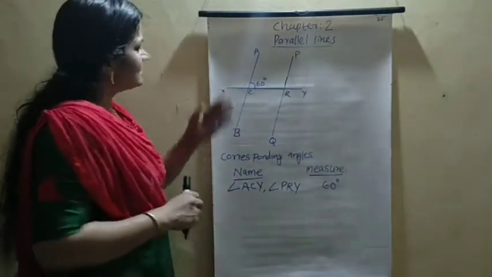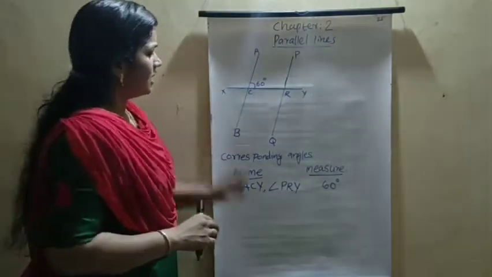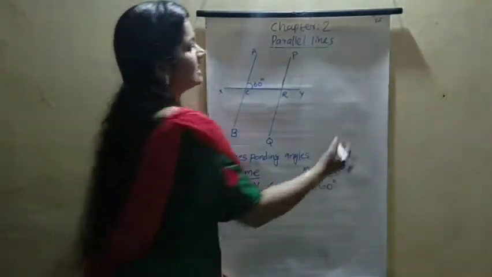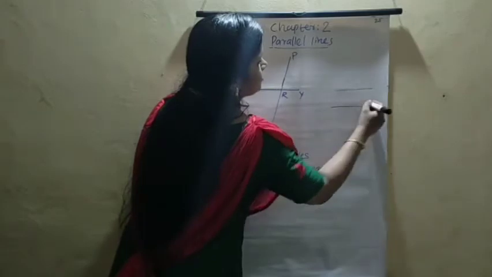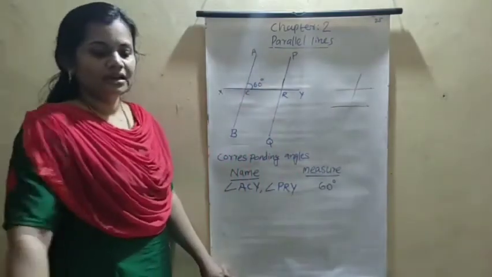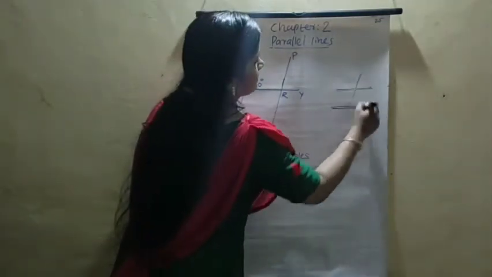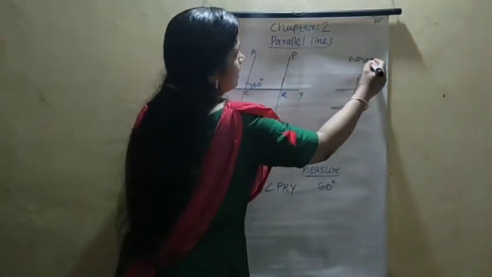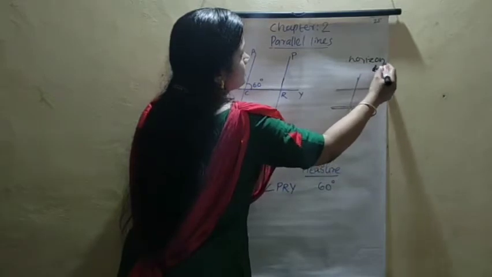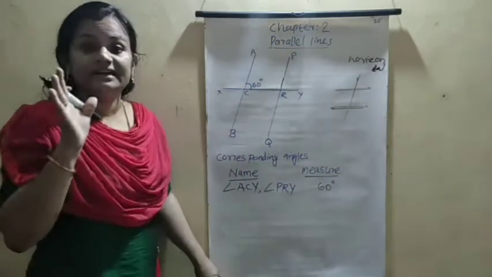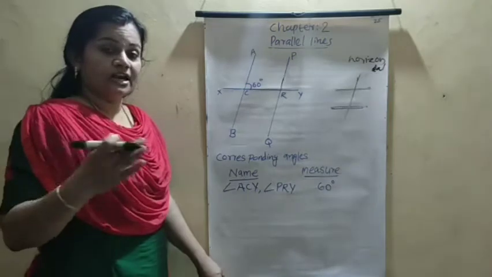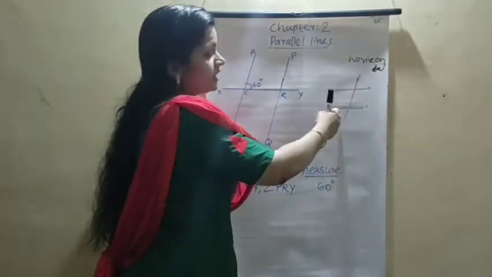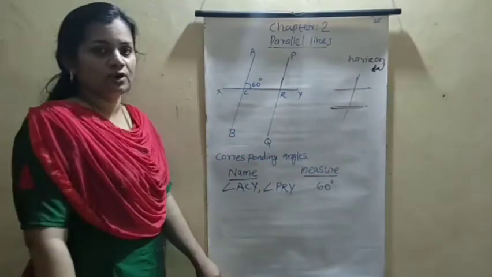First of all, look at these figures. We already studied figures like this. This is the horizontal figure, and this is also given as a vertical figure. We already studied comparing these figures. So these are horizontal figures.